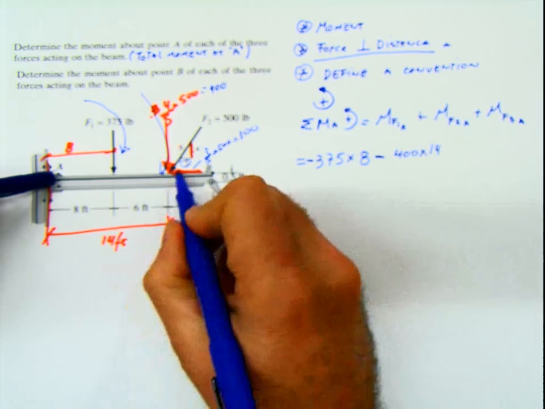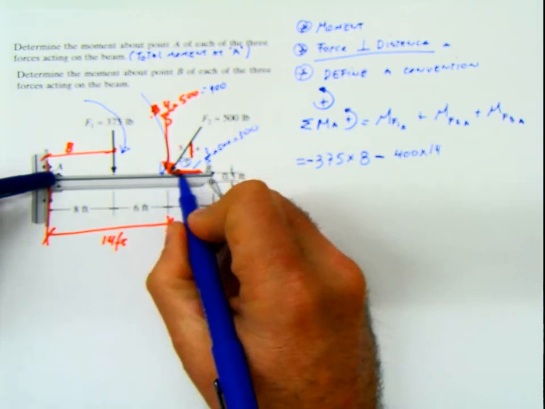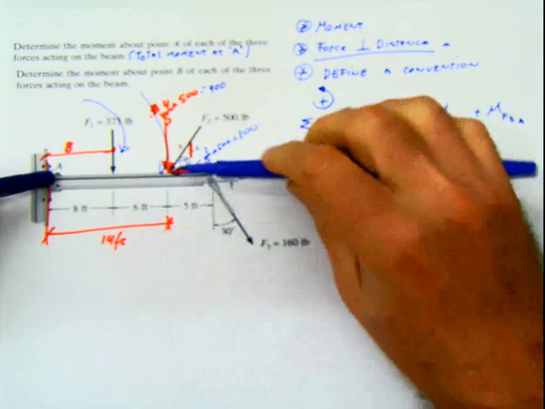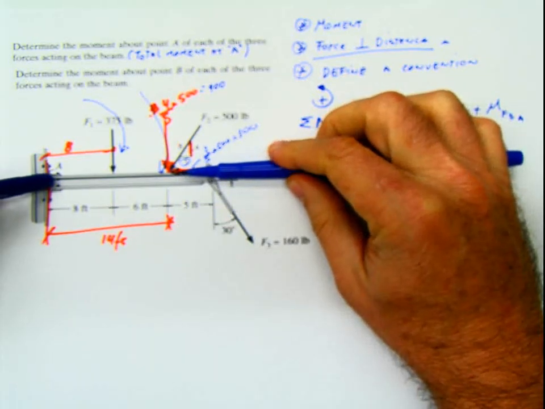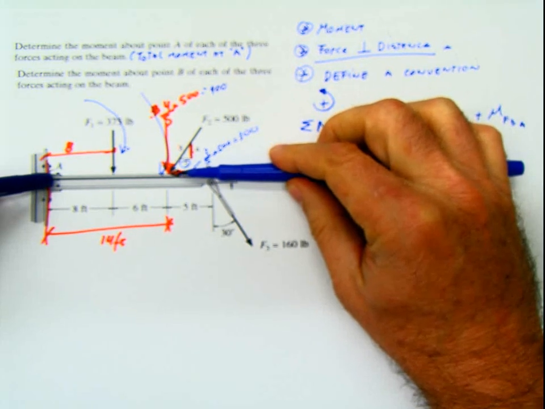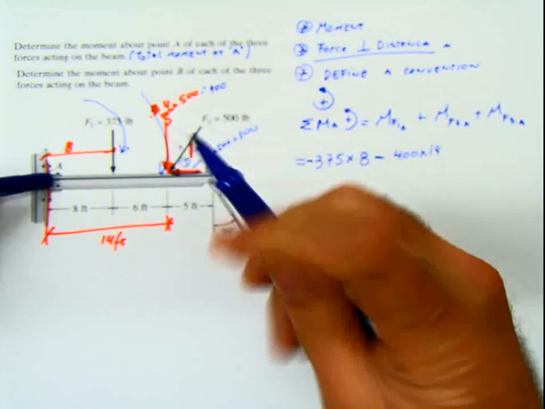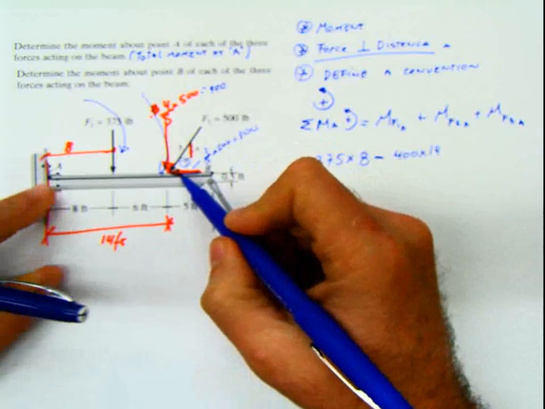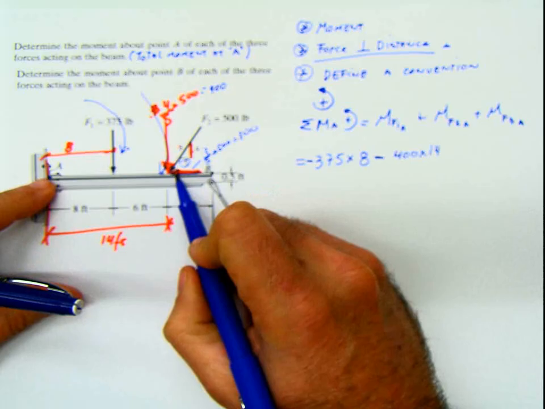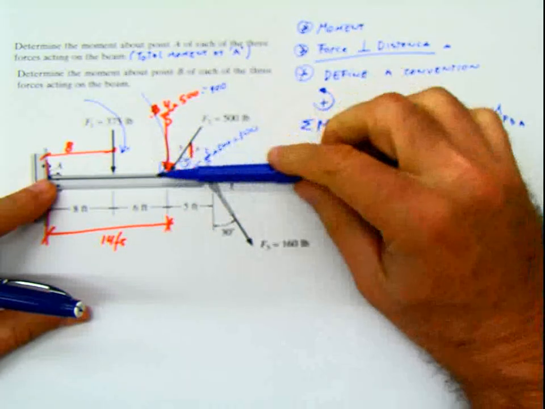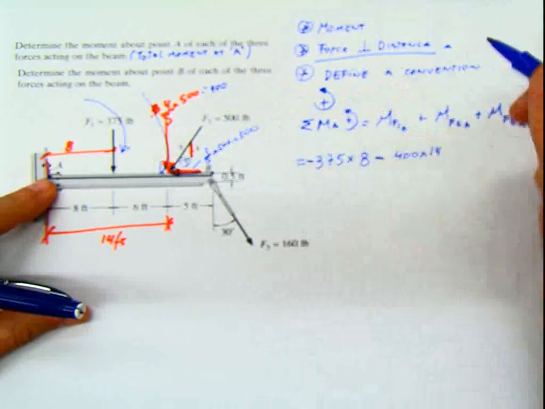Now, for the horizontal force, which is here, the force is horizontal. That means that the distance has to be vertical. And if you realize, the vertical distance between the point A and that force is 0, there's no distance. Another way of looking at that is, remember the principle of transmissibility?